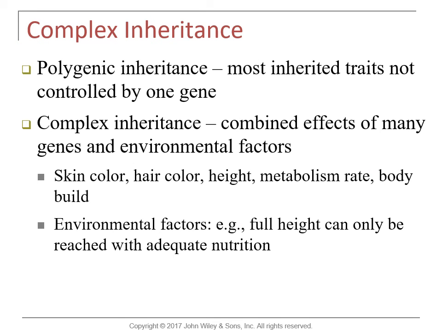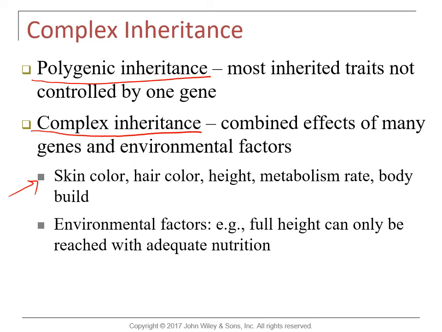Complex inheritance. Most inherited traits are not controlled by one gene, but instead by the combined effects of 2 or more genes. That situation is referred to as polygenic inheritance. Or it can be a combined effect of many genes and environmental factors, a situation which is referred to as complex inheritance. Examples of complex traits include skin color, hair color, height, metabolism rate, and body fluid.